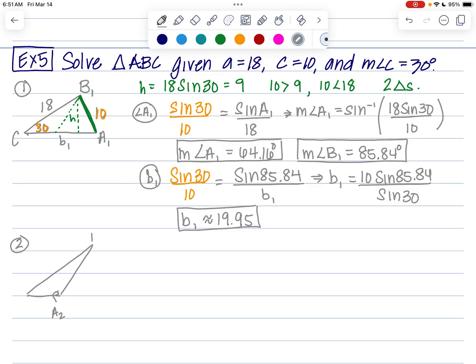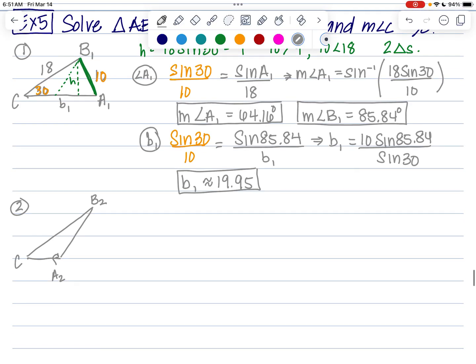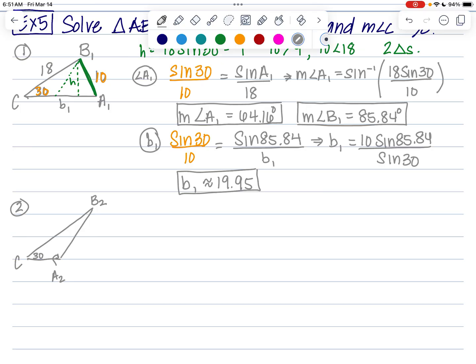This up here is going to be angle B2. This is still angle C, with a degree measure of 30. This opposite side still has a length of 10, and then side A still has a length of 18. So now we have to figure out what A2 is, what B2 is, the angle, and B2, the side.